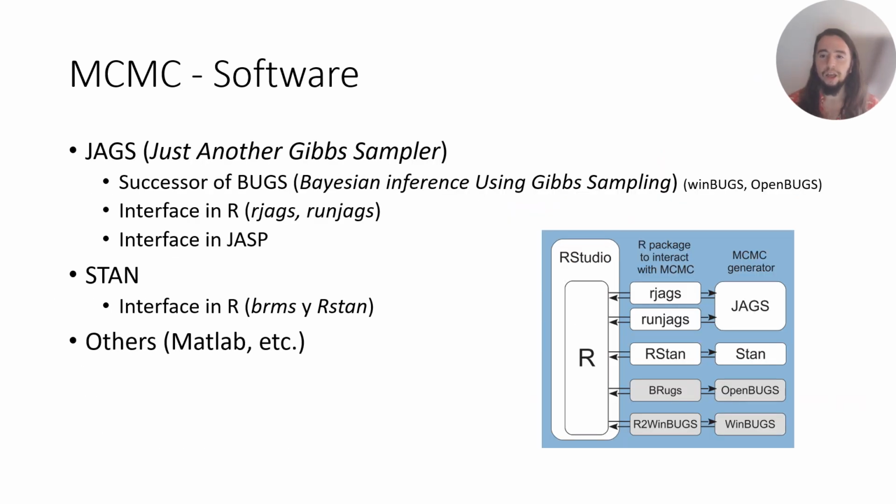So now, how can we do that with software? One of the best alternatives out there is JAGS. It's called Just Another Gibbs Sampler. This is the successor of one of the biggest samplers available for Windows back then, called BUGS or WinBUGS, and JAGS is better than BUGS. It has interfaces in R, for example rjags or runjags, and JASP also has an interface to JAGS. So it's pretty standard right now.